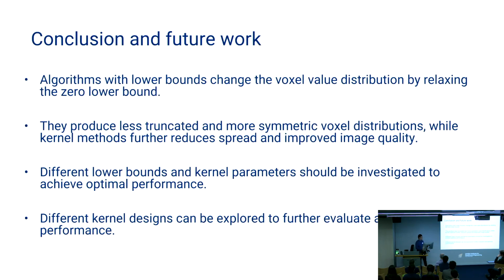However, as we see here, we only have one set of hyperparameters. We definitely need to do much more work on trying different lower bounds and kernel parameters to understand the algorithms more and to try to find the best performance. Of course, as Professor Gobon and others have already mentioned, we can have different kernel designs. We can use deep kernels or other methods to further improve this algorithm. Yeah, thank you.